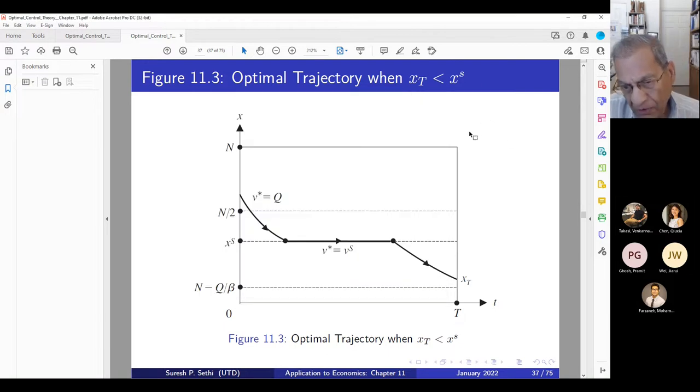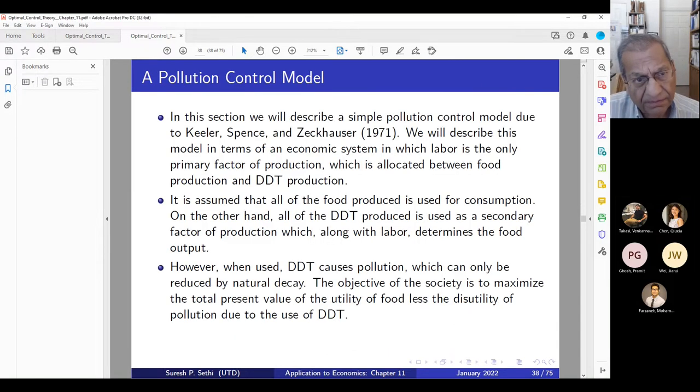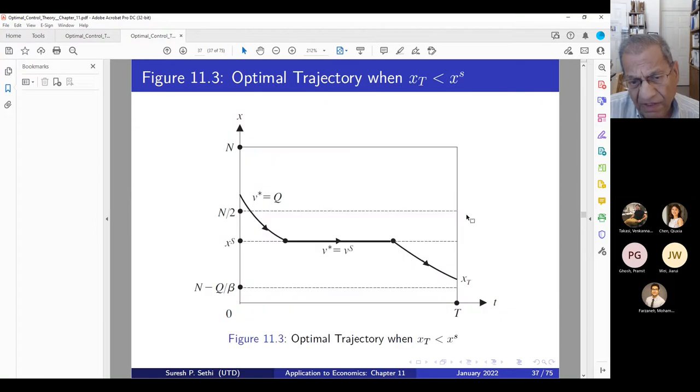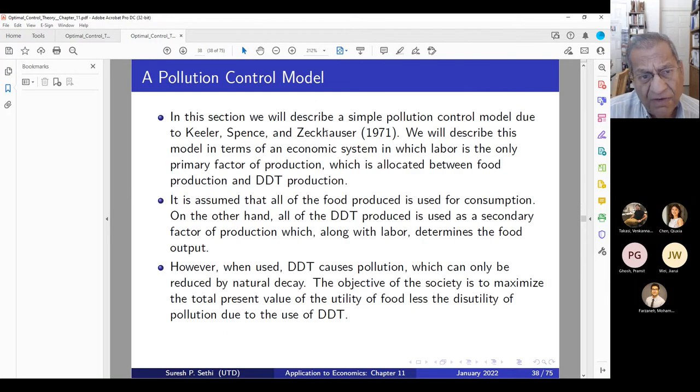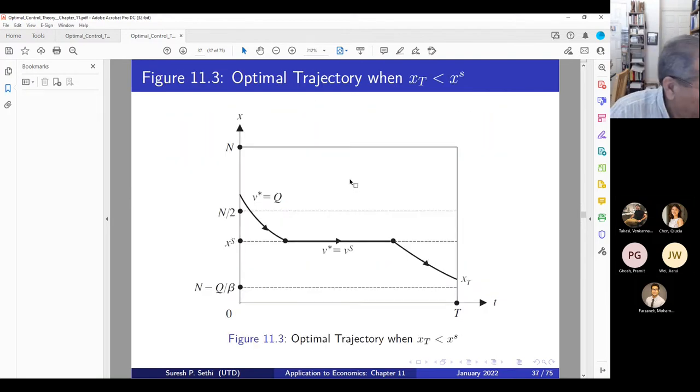Okay, so we have the solution of the problem using Green's theorem, and we finish this model. I'm not going to cover the pollution control model, which is in the book. Over time, I figured out how much I can cover during the semester.